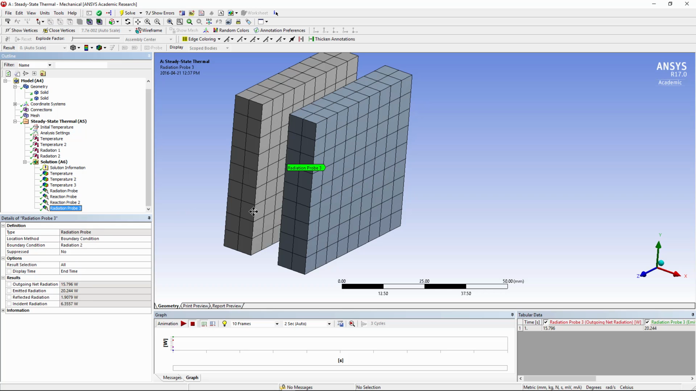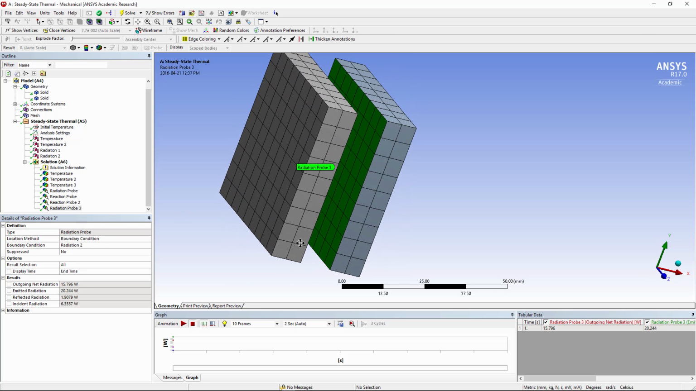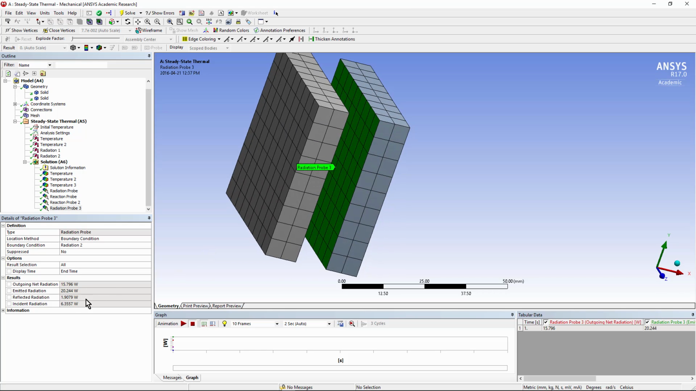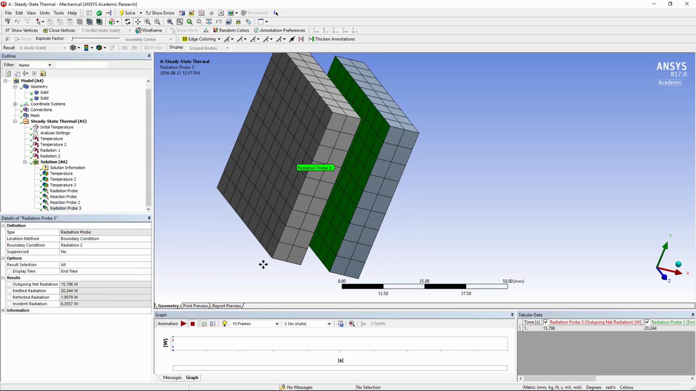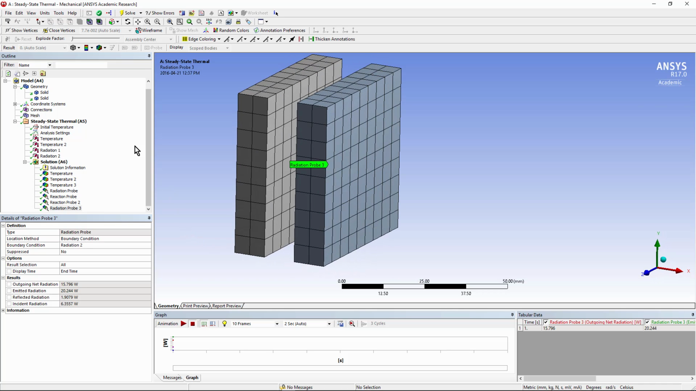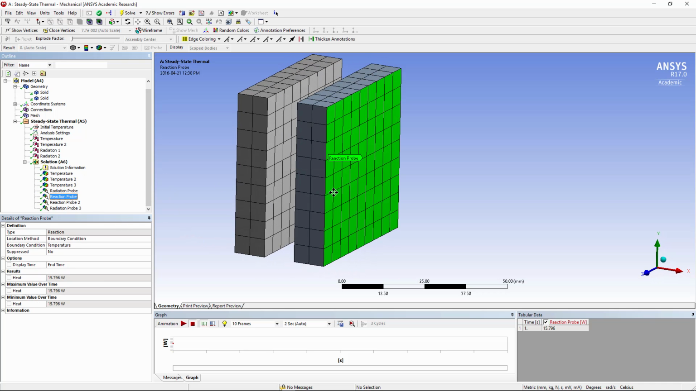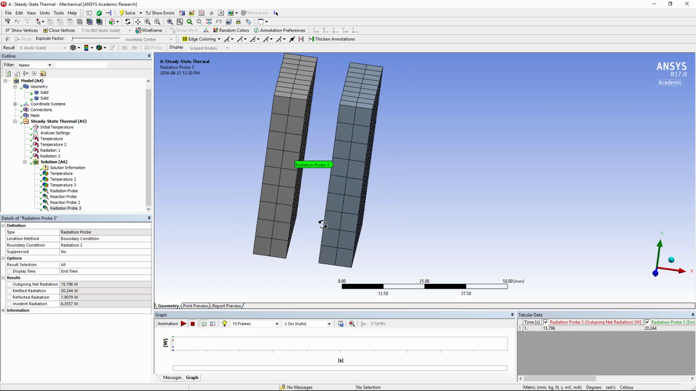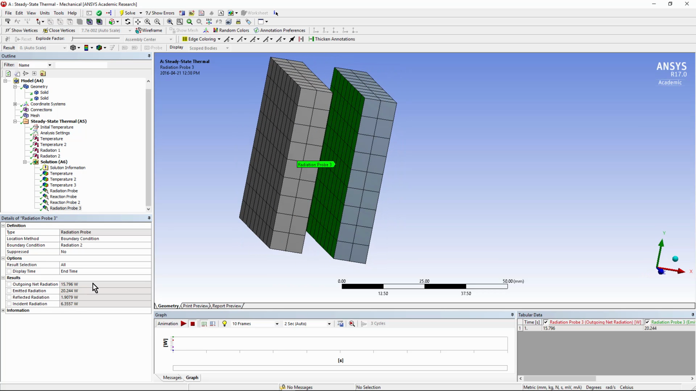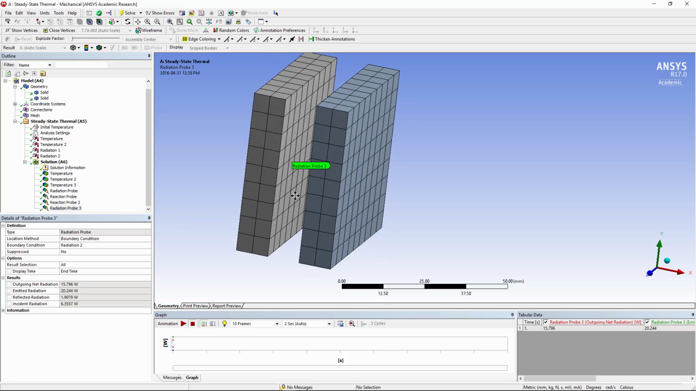We look at the other radiation probe. It's on the right-hand face, and it's outputting 15.796 watts. That's the net. The actual emitted is 20. A little bit is reflected. It's receiving some incident radiation of 6 point something watts. If I look at my reaction on the hot side, the right side, we're pumping in 15.796 watts. Note, if I go back and look at my radiation probe here, there's the 15.796 watts, the same as we're putting in on the right side.